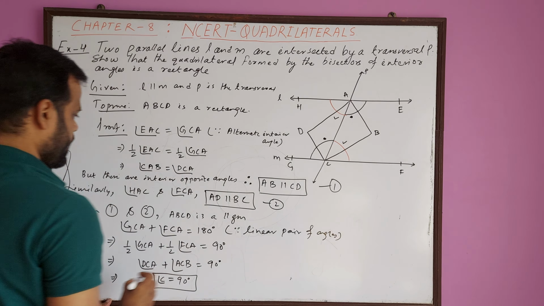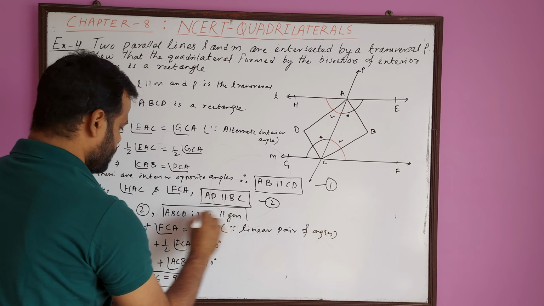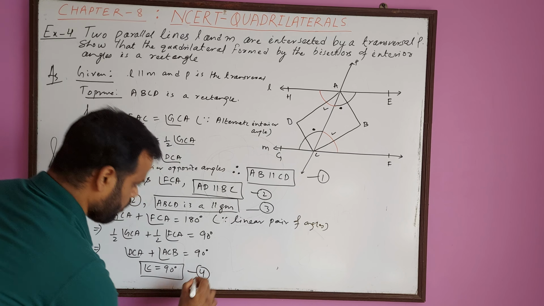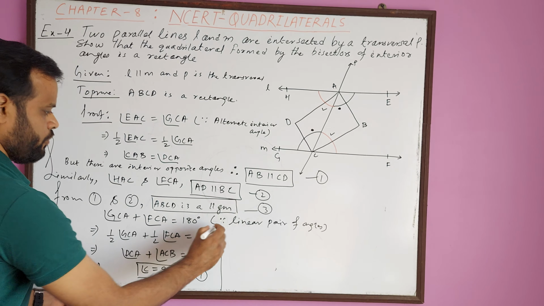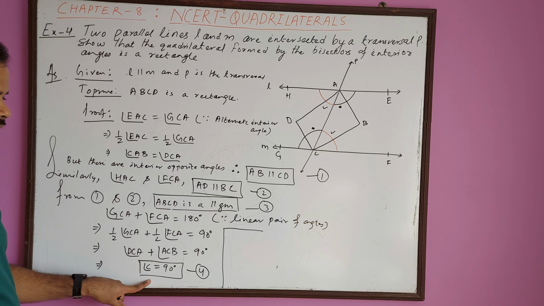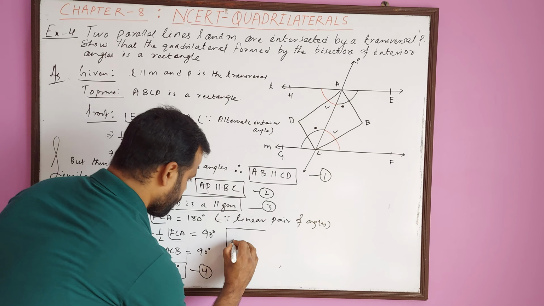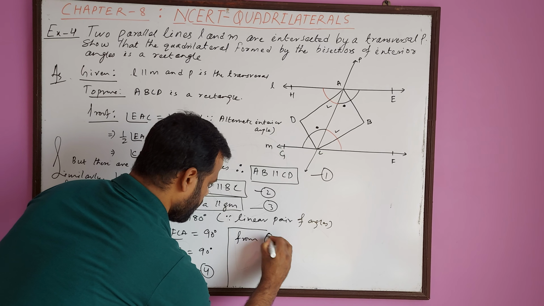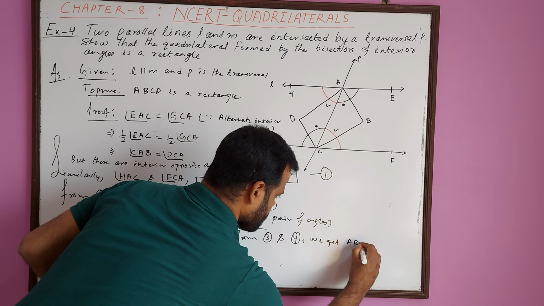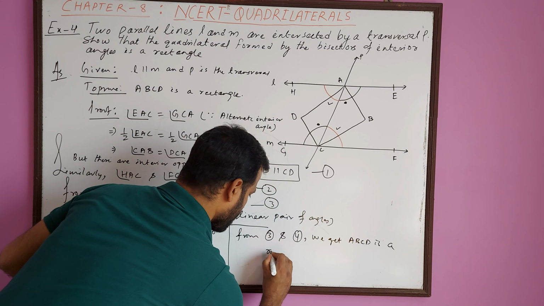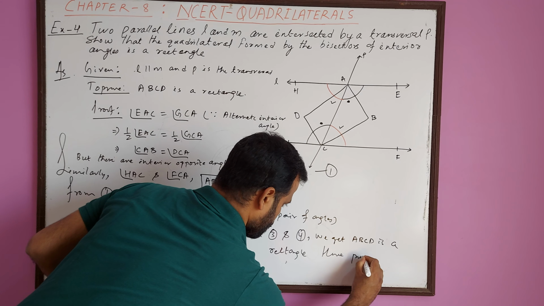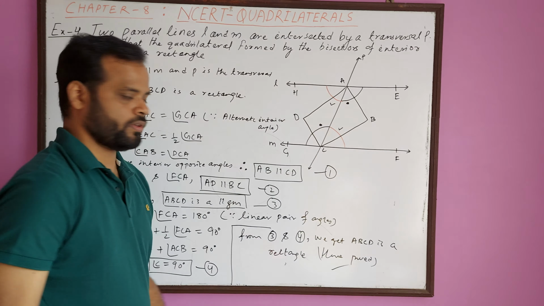Now if we take this as equation number 3 and the earlier result as equation number 4, from 3 and 4 we get that ABCD is a parallelogram and one angle is 90 degrees. So it is a rectangle. Hence proved. Thank you.